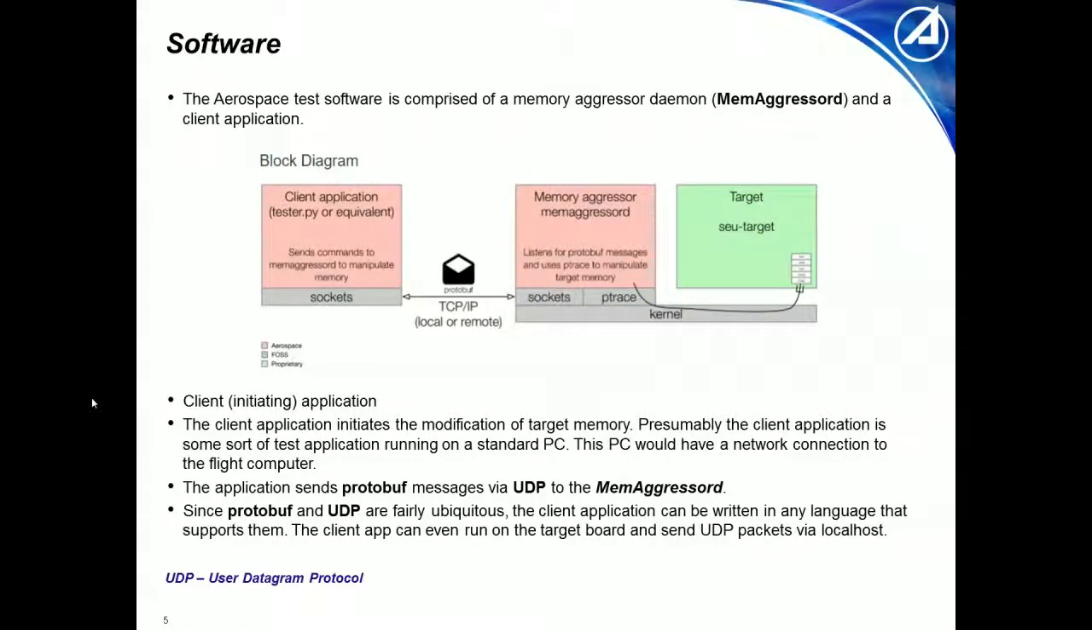The client application uses protobuf and UDP because they're fairly ubiquitous. A lot of people have been mentioning protobuf is useful in serializing and deserializing data, and UDP is fairly easy to do for socket programming in any language. So the Memogressor is running a blocking statement on the flight computers. This allows you to sleep until it receives a message from the client. And once it receives a message from the client, it'll attempt to inject the error using a series of system calls, including ptrace.